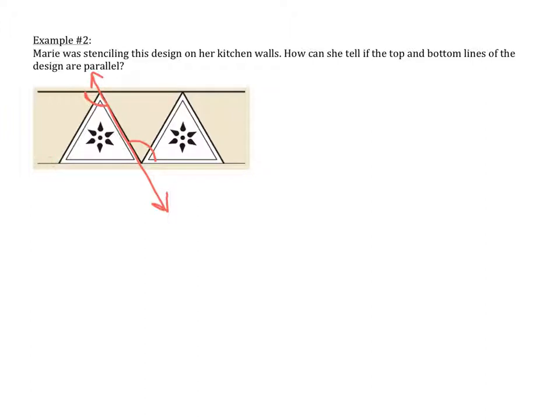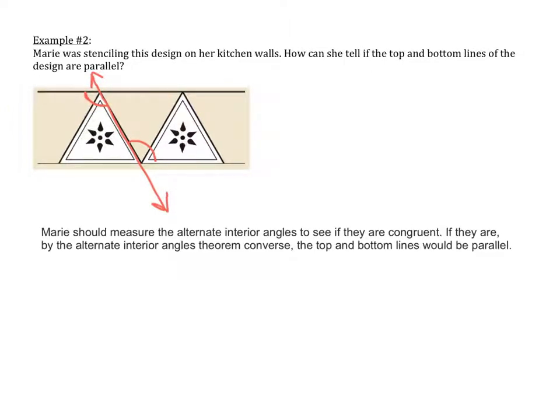So again, if she could somehow measure that this angle and this angle are congruent, then alternate interior angles are congruent, which would make the top line and the bottom line parallel to each other. So my answer is Marie should measure the alternate interior angles to see if they are congruent. If they are, by the alternate interior angles theorem converse, the top and bottom lines would be parallel.